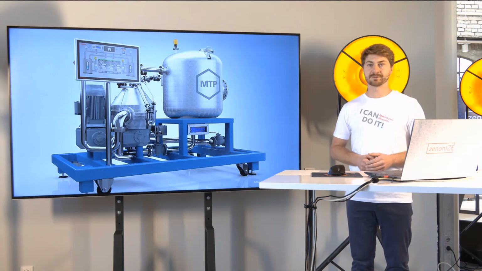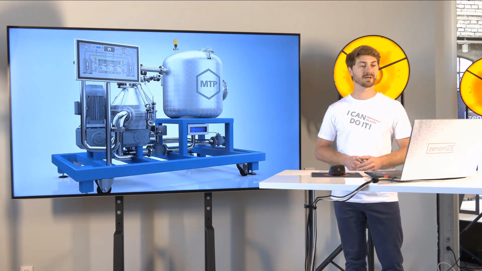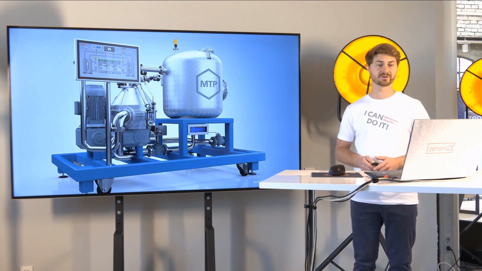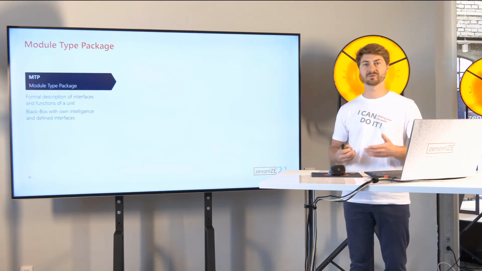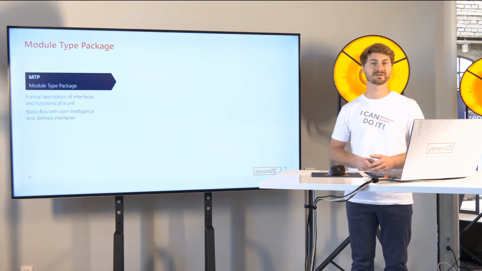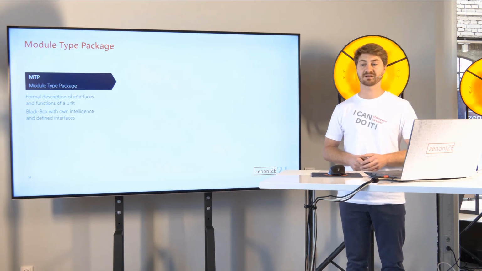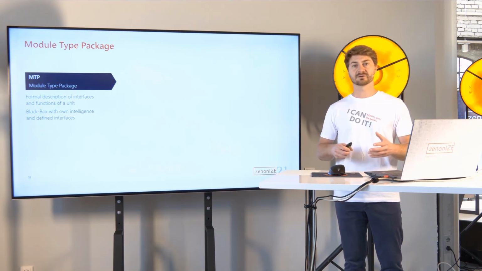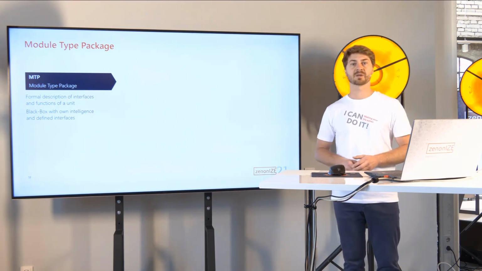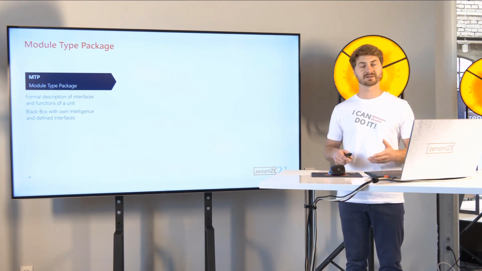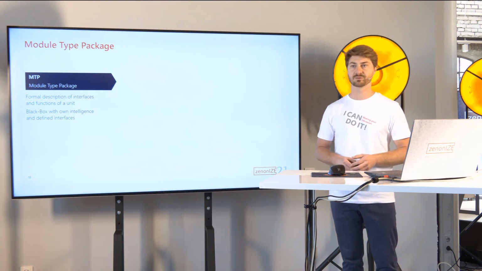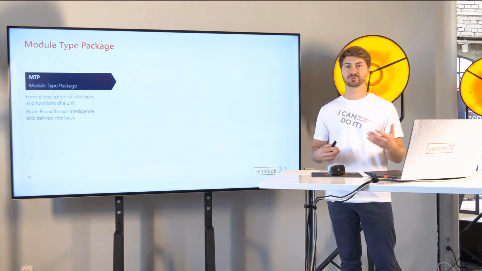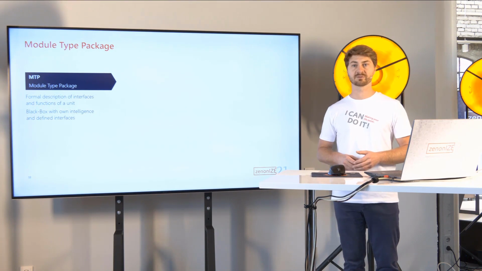To do that, let me again mention three main keywords in this MTP area. One of them obviously is MTP itself, which is module type packaging. And it's not only the standard, but also a file. It's a file which describes all relevant interfaces within a unit. And such a unit could be a simple equipment, but could also be a complete machine, for example.